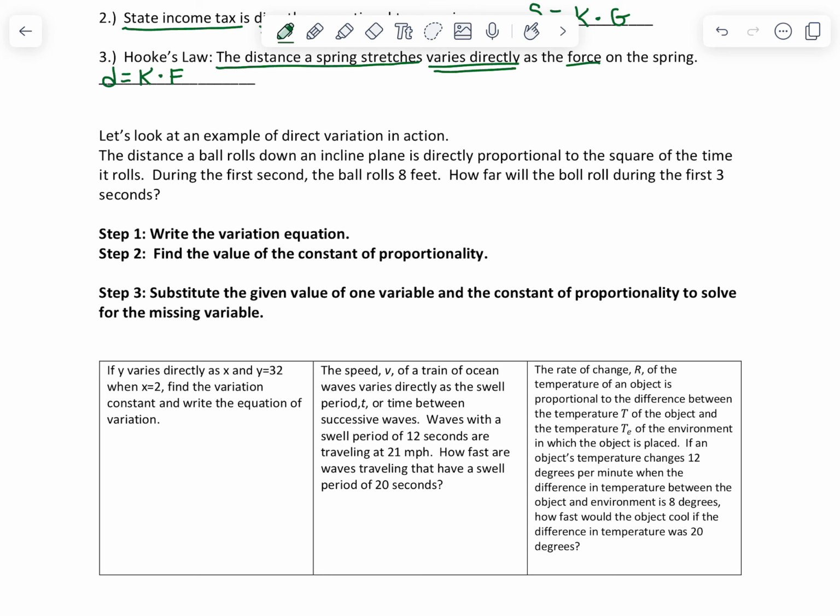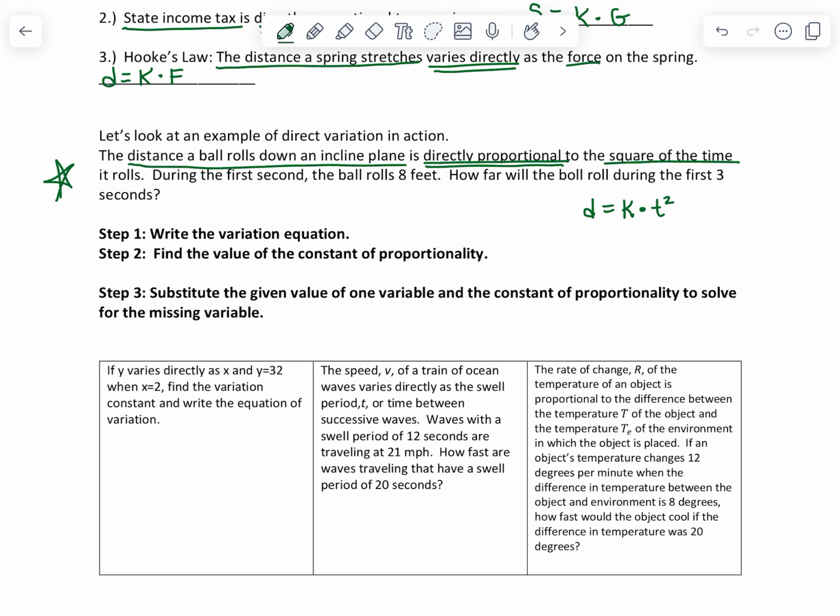Let's look at the example on the page here. The distance a ball rolls down an inclined plane is directly proportional to the square of the time it rolls. Okay, so let's start with step number 1, write the variation equation. So we have the distance that the ball rolls is directly proportional to, so that equals k times the square of the time that it rolls. So that would be d equals k times t squared.